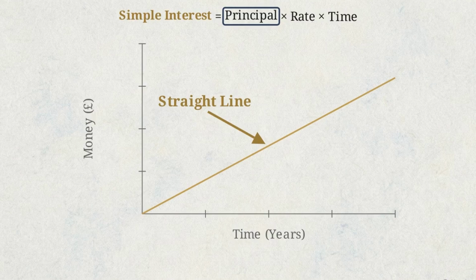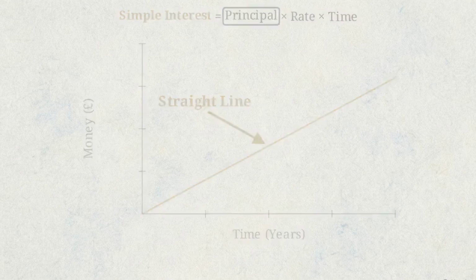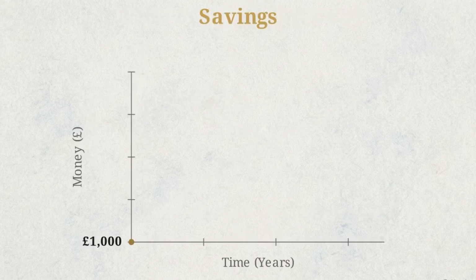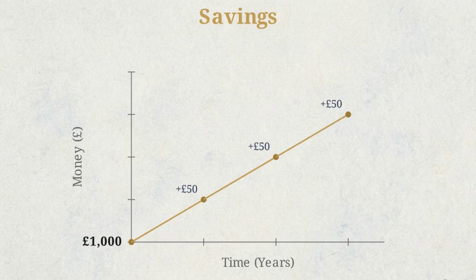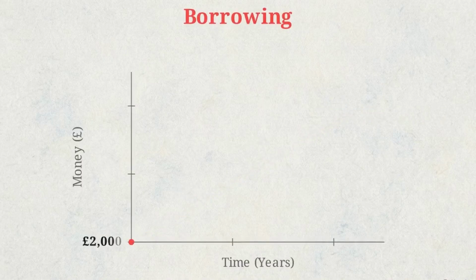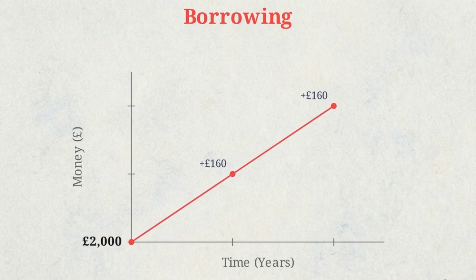If you put £1,000 into a savings account earning 5% simple interest for 3 years, you earn exactly £50 in year 1, £50 in year 2, and £50 in year 3, leaving you with £1,150. The same exact math applies to debt. If you borrow £2,000 at 8% simple interest for 2 years, the interest is a flat £160 per year. You will owe £2,320 in total.